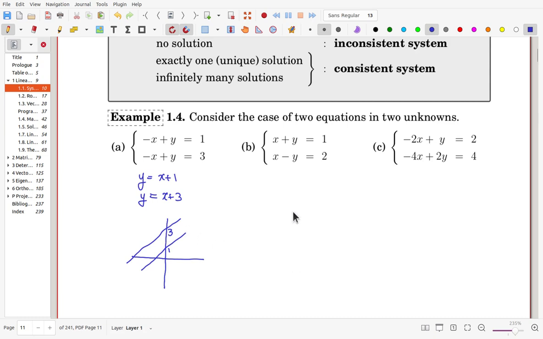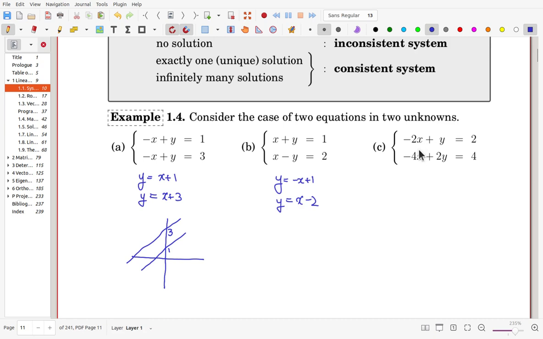For the second one, if we write the same way, then that is y equals minus x plus 1. And from the second one, we can see y equals x minus 2. Right? So one has a slope minus 1, the other one has a slope plus 1. So they should meet each other at a single point, which is the intersection, and that gives the solution. So it has a unique solution, right?